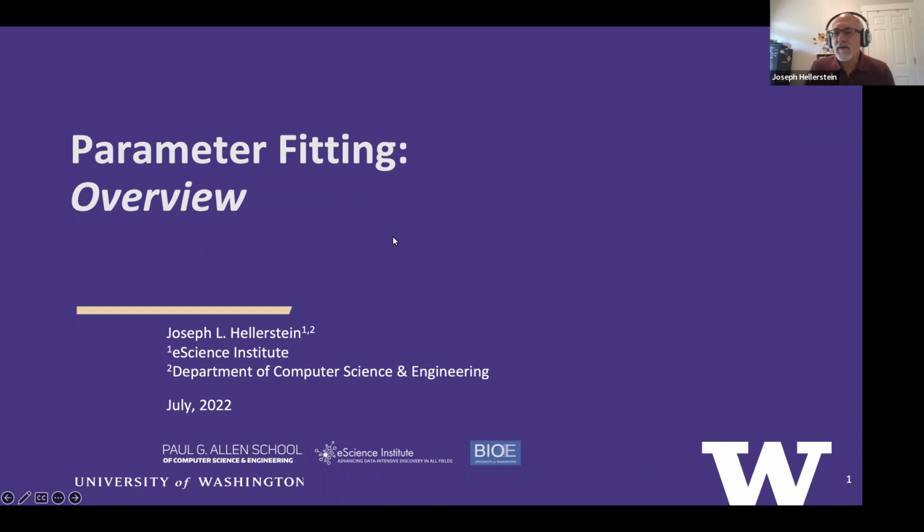Out of curiosity, maybe one or two people can speak up. How many of you folks are already familiar with the idea of parameter fitting, have dealt with this in some of the work you've done? Anybody offer something? Okay, I see a thumbs up there.